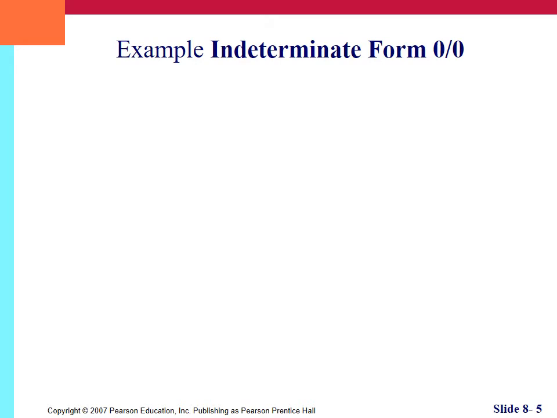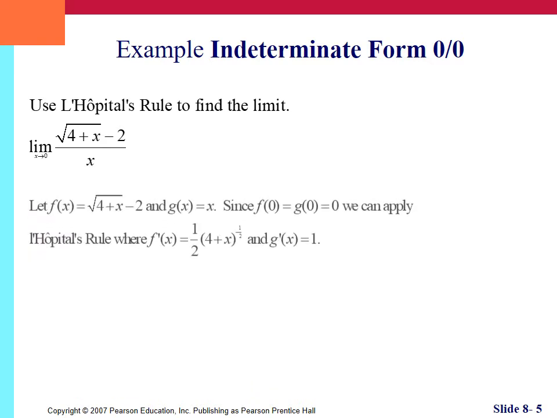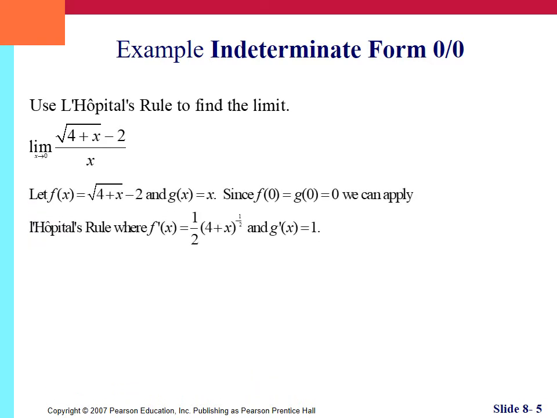Now let's start with the first example of our lesson. Use L'Hopital's rule to find the limit of square root of 4 plus x, minus 2, divided by x, as x approaches 0. If we plug in 0 here, it gives us an indeterminate form of the type 0 over 0. Therefore, we have to apply L'Hopital's rule.